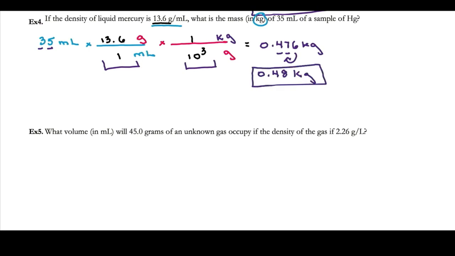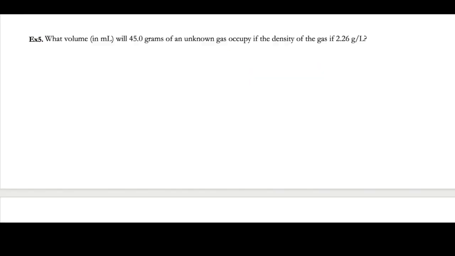Okay, let's look at one last practice problem. What volume in milliliters will 45.0 grams of an unknown gas occupy if the density of the gas is 2.26 grams per liter? So again, I'm going to start with my given, 45.0 grams. I want to get into milliliters. So first, I'm going to get out of grams. I'm going to get into liters first because I know that relationship based on my density. I don't want to stay in liters though. I want to get into milliliters. So I'm going to do that.